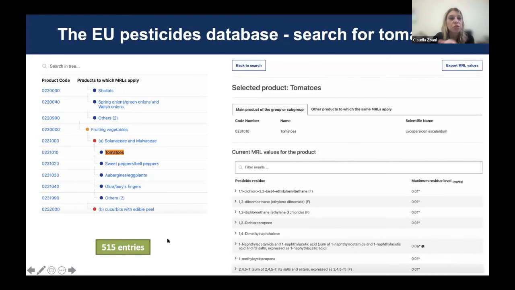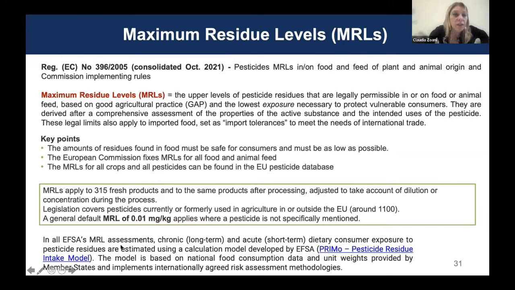Here you have the screenshot on the search per food product. I searched for tomatoes, and then you see what you can receive back searching for tomatoes. So the MRLs for the different pesticide residues specifically for the product, and you can export the data. There are totally for tomatoes 515 entries.